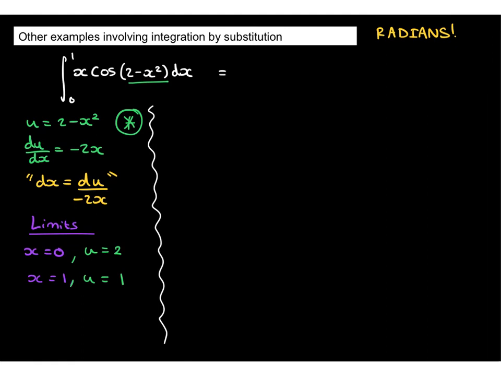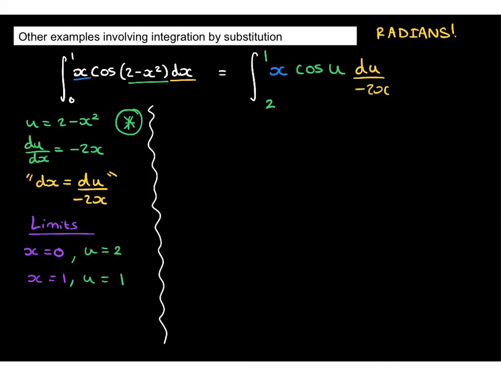So my integral becomes the integral of, now my lower limit is now 2 and my upper limit is now 1, which is a bit weird to have a larger lower limit than an upper limit, but it's fine. We can still carry out the integral as we have been. So we'll just continue. We have this x here, which we know will cancel in a moment, but I'll leave it there for just now. We then have cos of u, and then in place of dx, I have du over negative 2x.